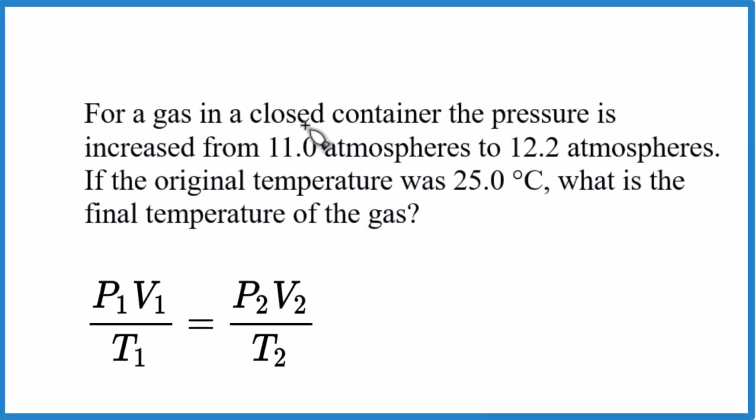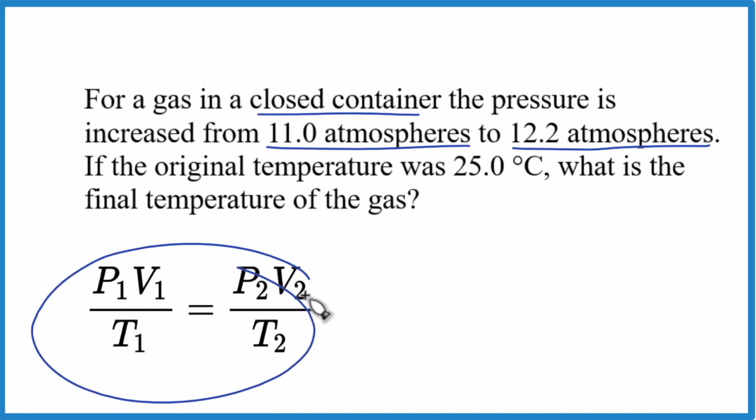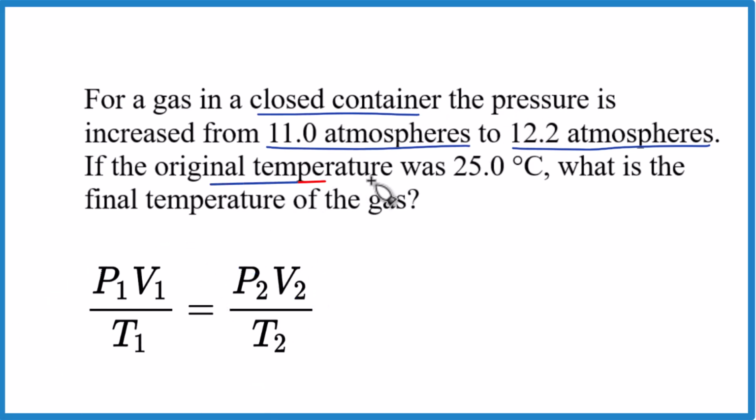In this gas law problem, we have a closed container, and we have a pressure that's increased from 11 to 12.2 atmospheres. So we have this increase, we have a change, we know it's going to be the combined gas law. We also have an original temperature in Celsius, and we want to know what the final temperature is.